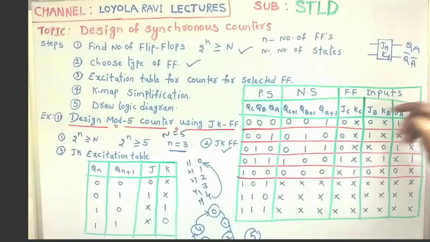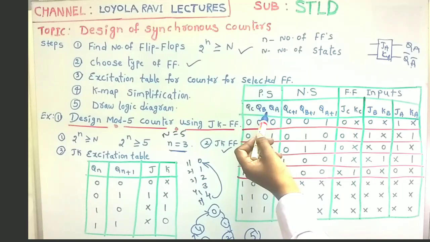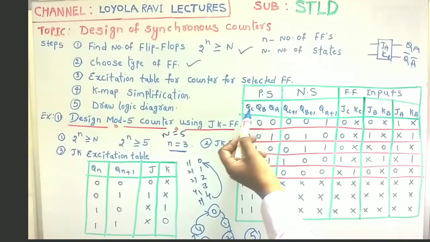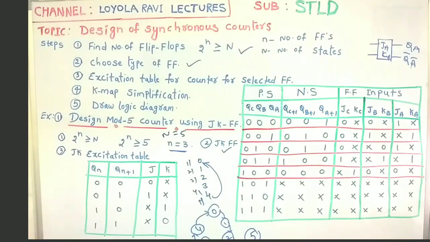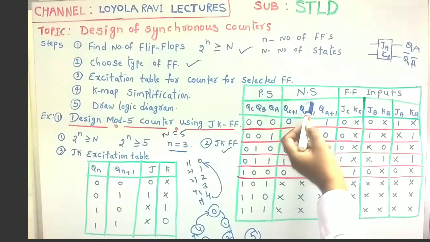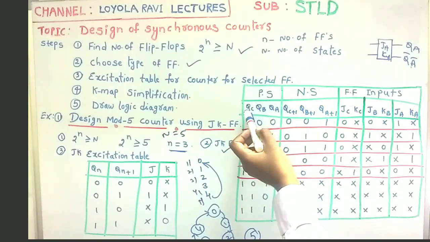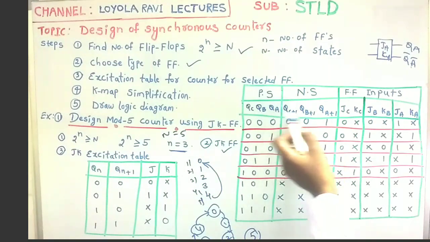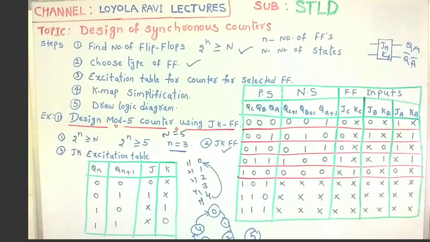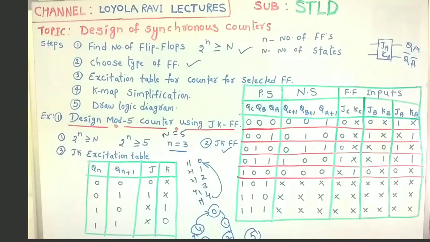Then what are the present states? QA, QB, QC. For the first flip-flop, QA is the present state. For the next flip-flop, QB is the present state. For the third flip-flop, QC is the present state. And the next states are QA plus 1, QB plus 1, QC plus 1. You may write otherwise QC plus 1, QB plus 1, QA plus 1. You may write in any manner, no problem.